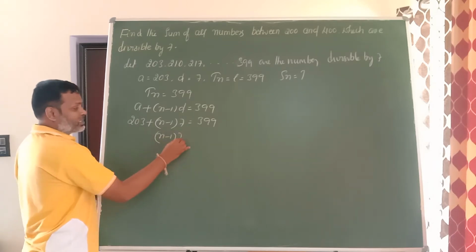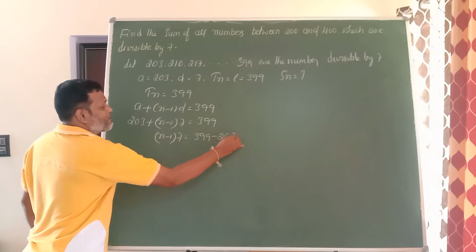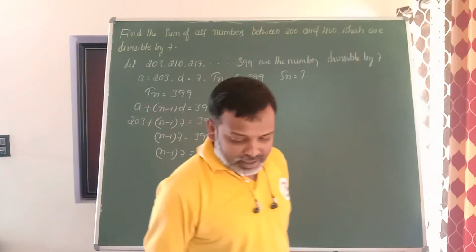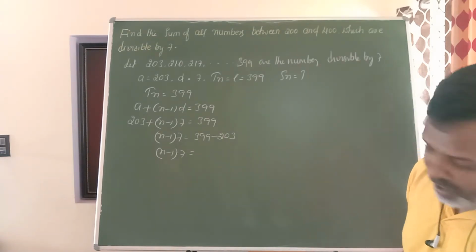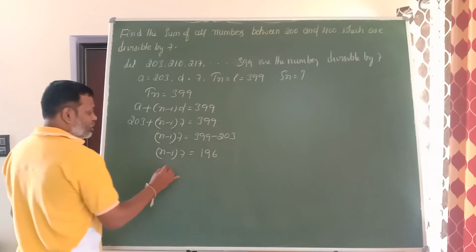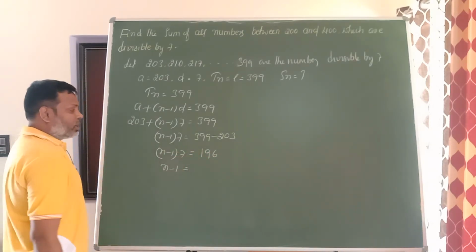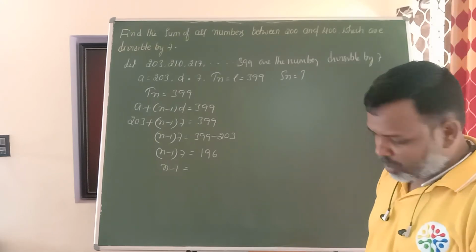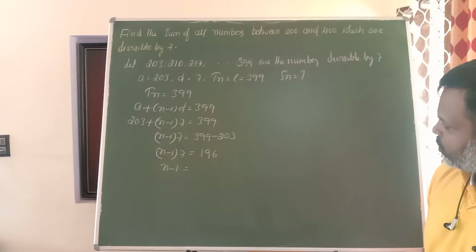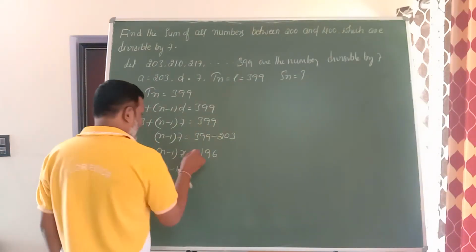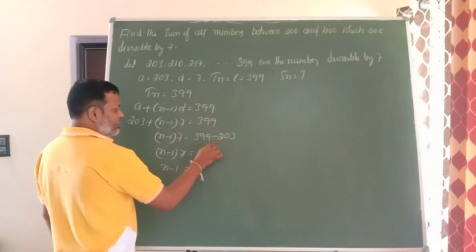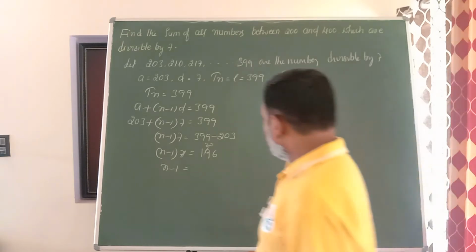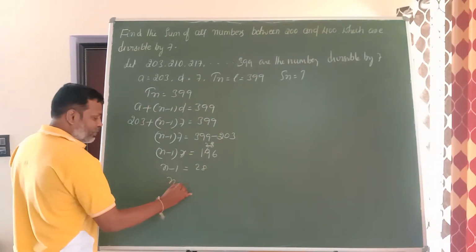N minus 1 into 7 is equal to 399 minus 203. Have a look on this. 399 minus 203, what you will get? That is 196. So n minus 1 is equal to 196 divided by 7. 7 4's are 28, so that is 28. So ultimately, n minus 1 is equal to 28. Therefore, n is equal to 29.